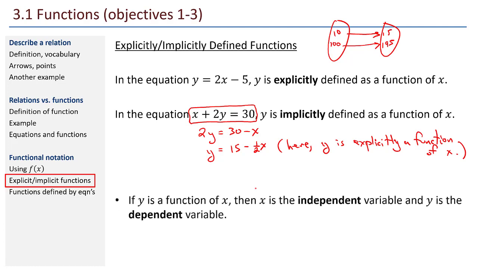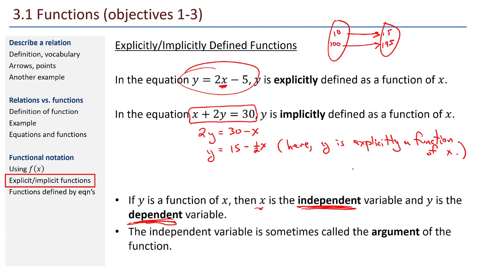Now, if y is a function of x, then x is called the independent variable, and y is the dependent variable. X we think of as the input, maybe input and independent, but x is also independent because it can be anything. In this original equation I said, let x be 10, let x be 100. We could just try lots and lots of different values for x. But y is dependent because once you choose a value of x, the value of y depends on that value. Once I choose 10 for x, y has to be 15. And once I choose a value of 100 for x, y has to be 195. And finally, the independent variable is sometimes called the argument of the function.